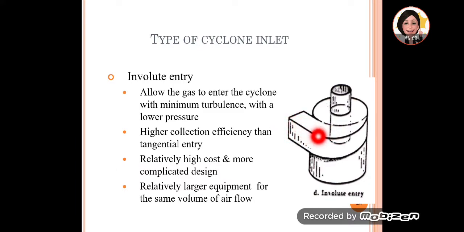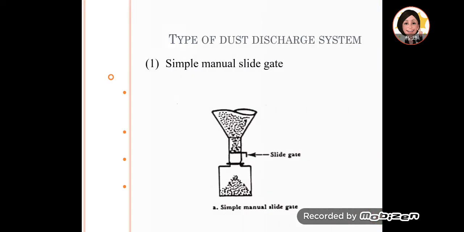And then we have involute entry. So it goes in a semicircle and then directs it. In the tangential entry, it goes in and directly gets into the cylinder, but this one is involute entry, so it's directed to a certain point before it circulates down.